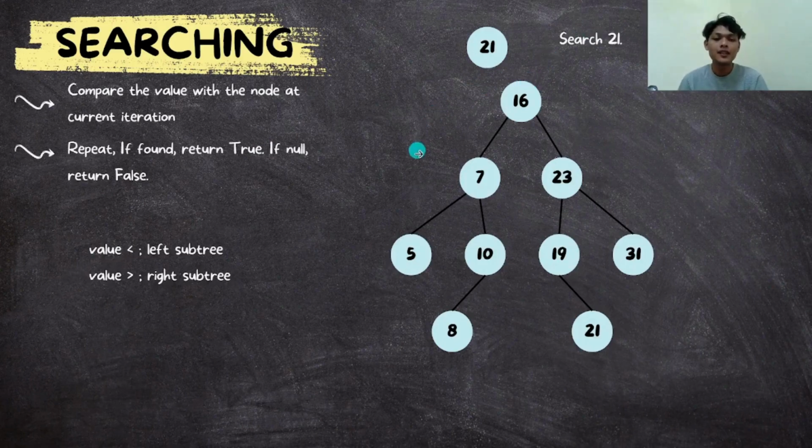So let's say in this tree, we want to search the number 21. Let's see how it goes. First, 21 will be compared with the root, which is 16. As 21 is more than 16, it will go to the right. And 21 is less than 23, so it will go to the left. And 21 is more than 19, so it will go to the right. And you found it. This is where 21 is placed in this tree.